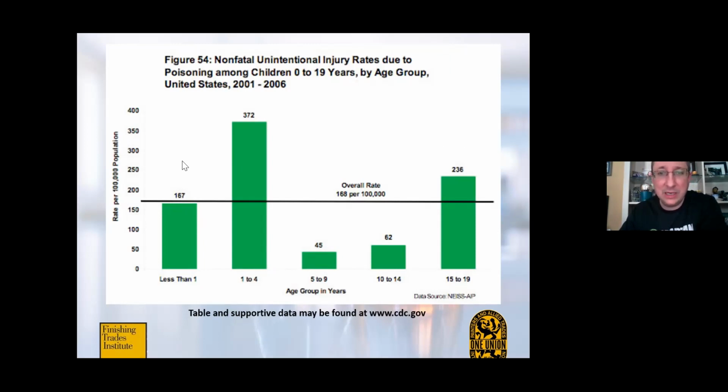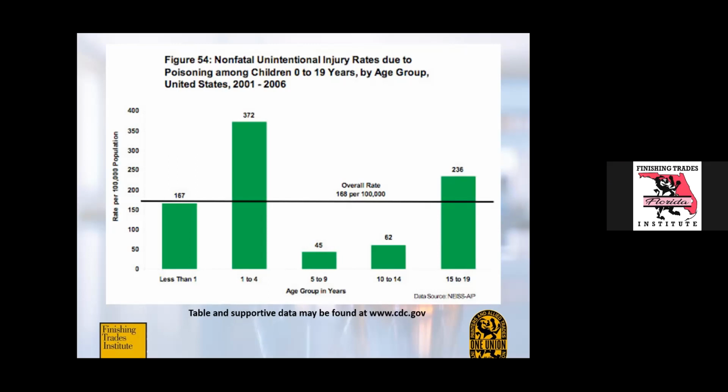So what do you think is happening here? The difference between these age groups? Well, in the 1 to 4 bracket, they're old enough and big enough to be able to pick things up, but not old enough to understand what it is.